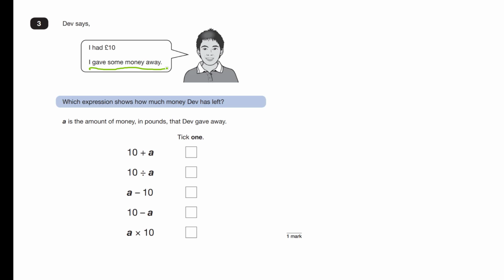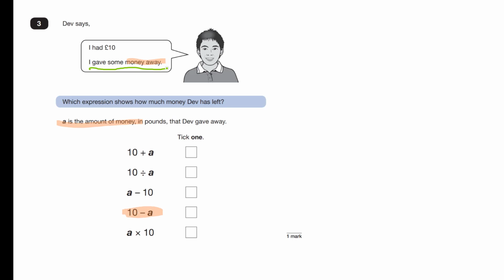So Dev had £10, so we know that we're going to start with the number 10, and we're going to give it away. We know we're going to subtract, and we know that the money given away is A. So we have 10 subtract A.